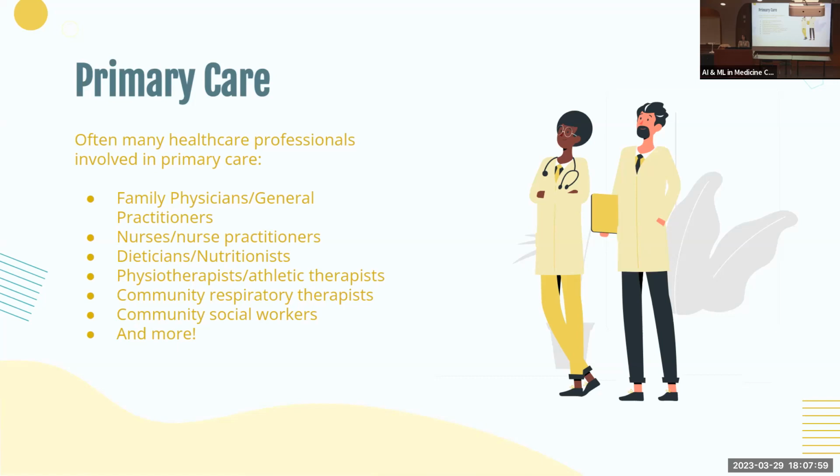So it's really a multidisciplinary team when we're talking about primary care. It's not just family doctors, it's also nurses and nurse practitioners. We have dietitians and nutritionists, physiotherapists, athletic therapists, community respiratory therapists for the COPDers and the people with asthma, community social workers, and so many more. So everybody kind of has to work together to provide the best care in the community for a patient.